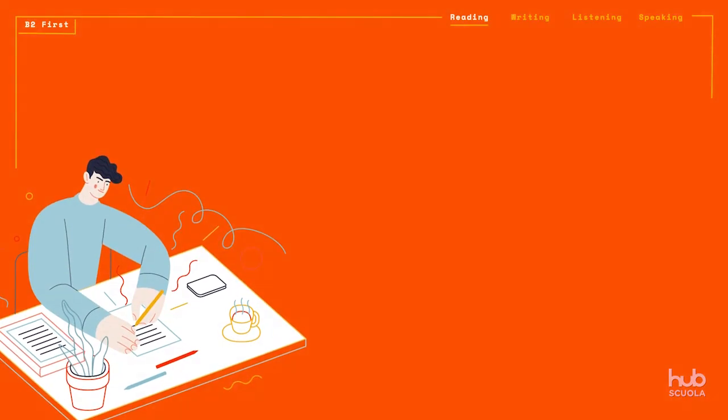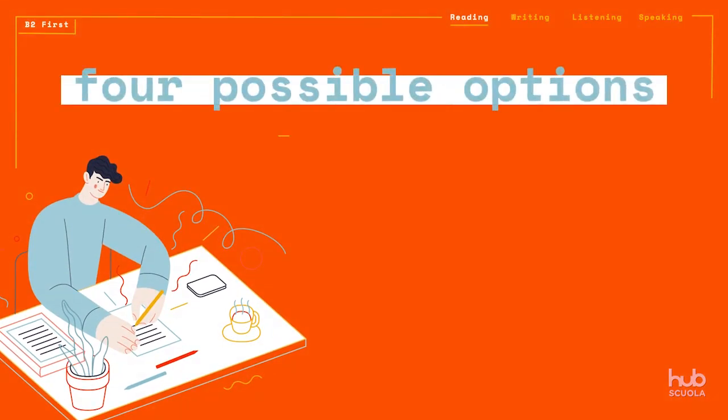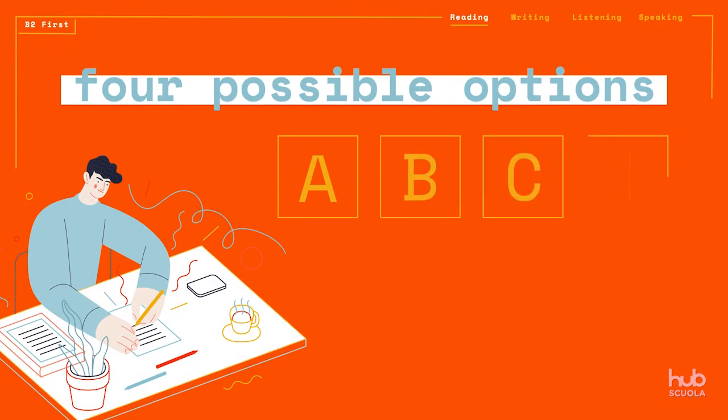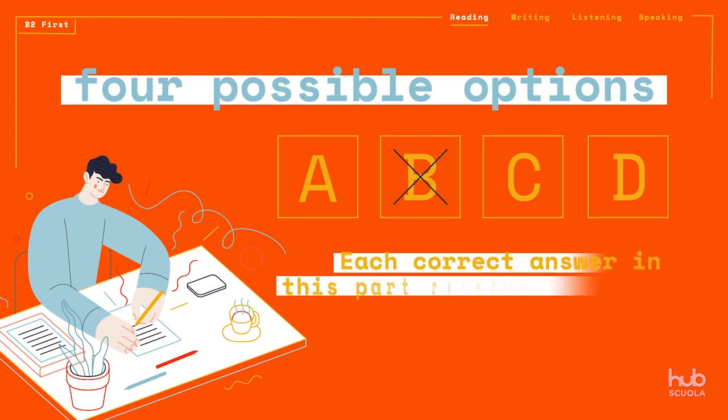Each question in this part will be followed by 4 possible options: A, B, C, or D. Only one option will be the correct answer. Each correct answer in this part receives 2 marks.